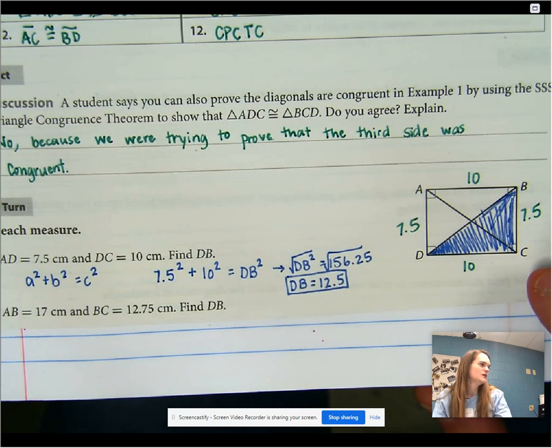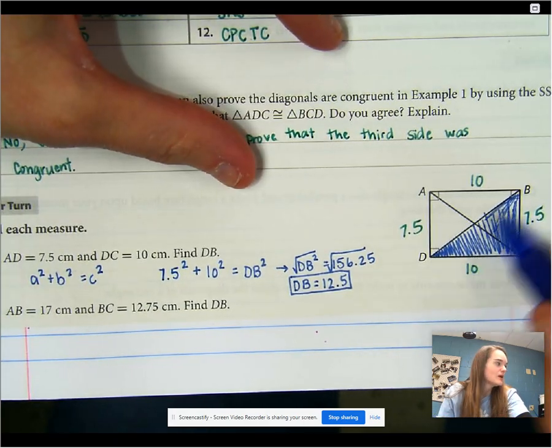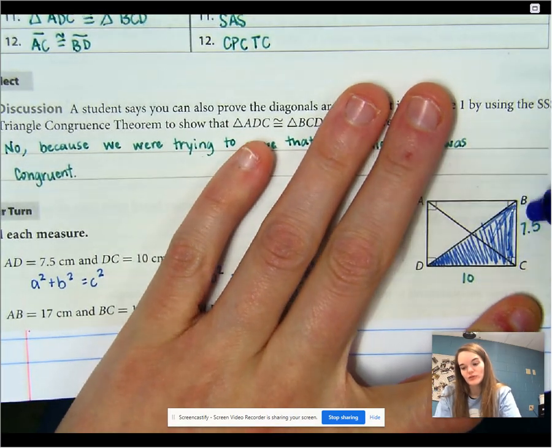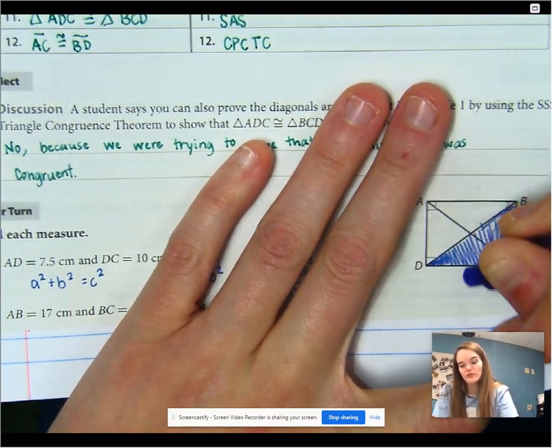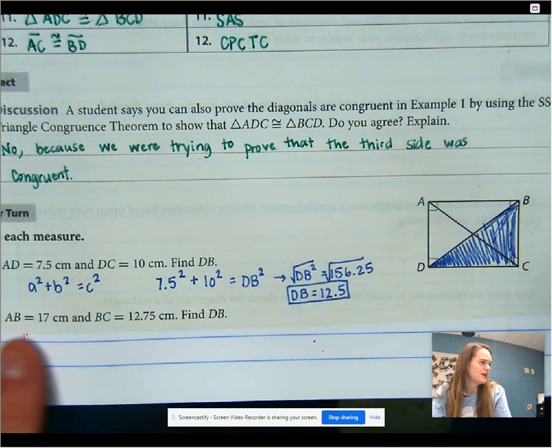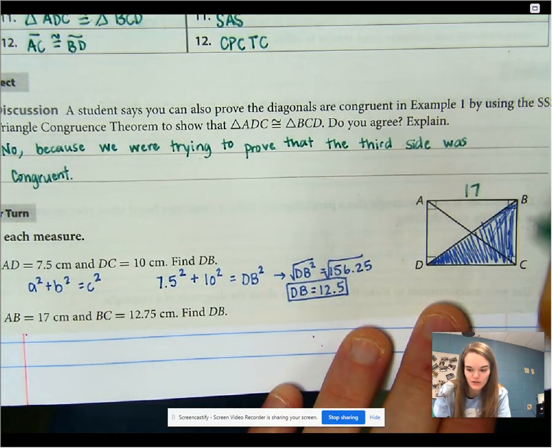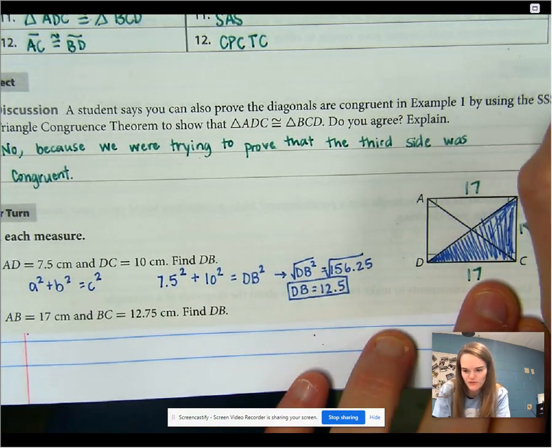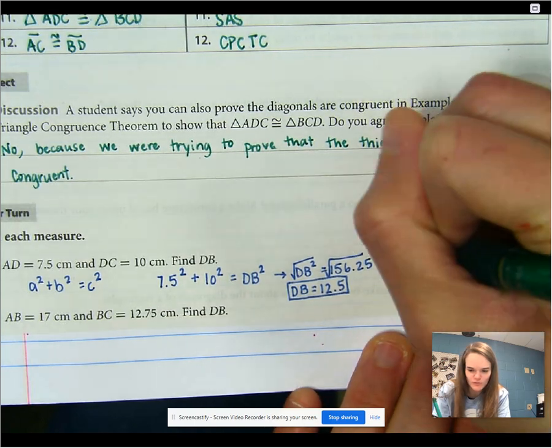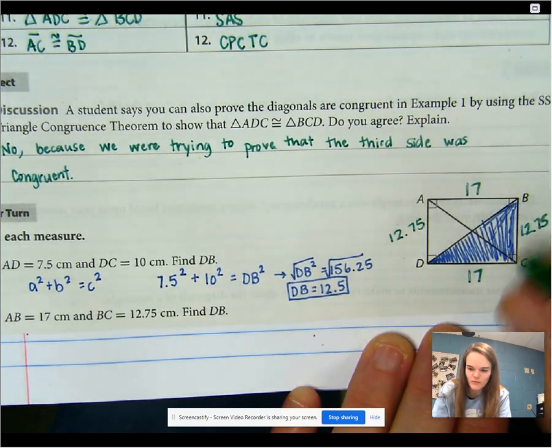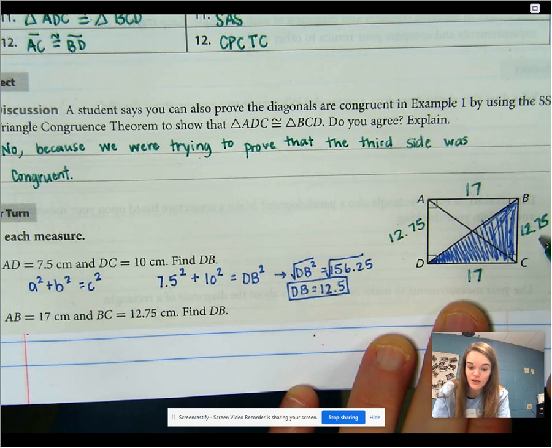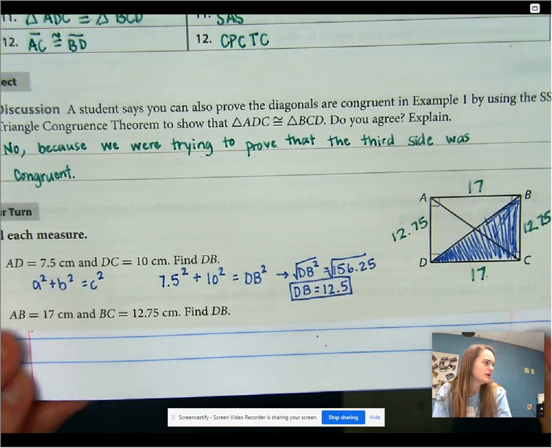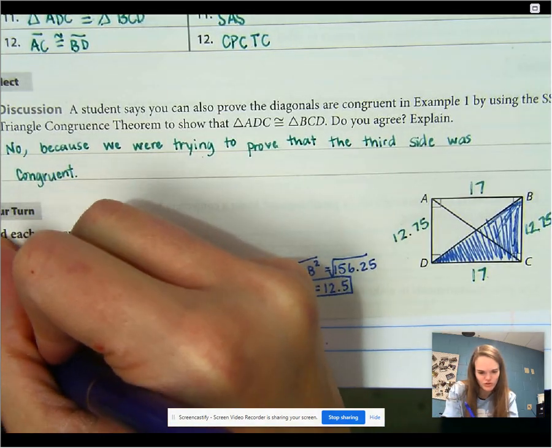Okay, now that you paused the video. I'm still looking for DB in this situation, so I'm not going to erase the triangle I created. I'm probably still going to use it since I'm looking for DB, but I'm going to erase the values. Because my new values, AB is 17, which means DC is 17, and BC is 12.75, which means this is 12.75. Okay, and I'm supposed to find DB. So I'm going to be doing the same thing. A squared plus B squared equals C squared. Actually, I don't have to scoot over. I didn't realize what you could and couldn't see.